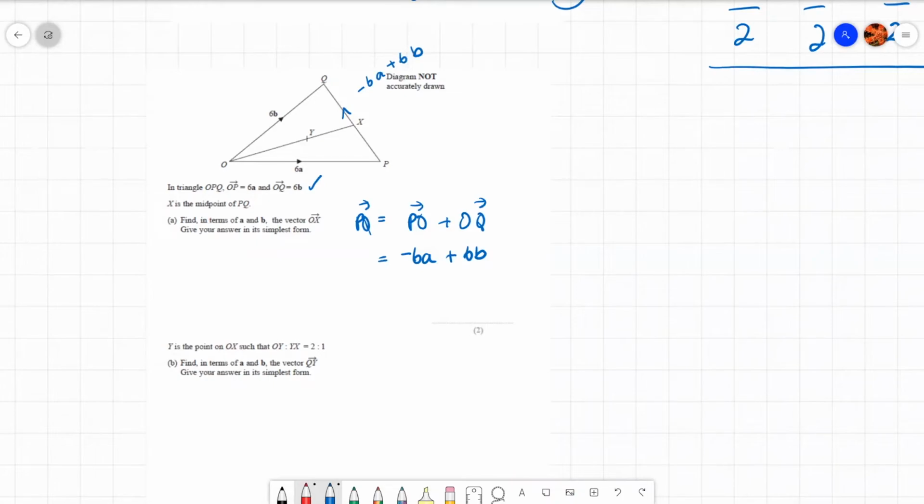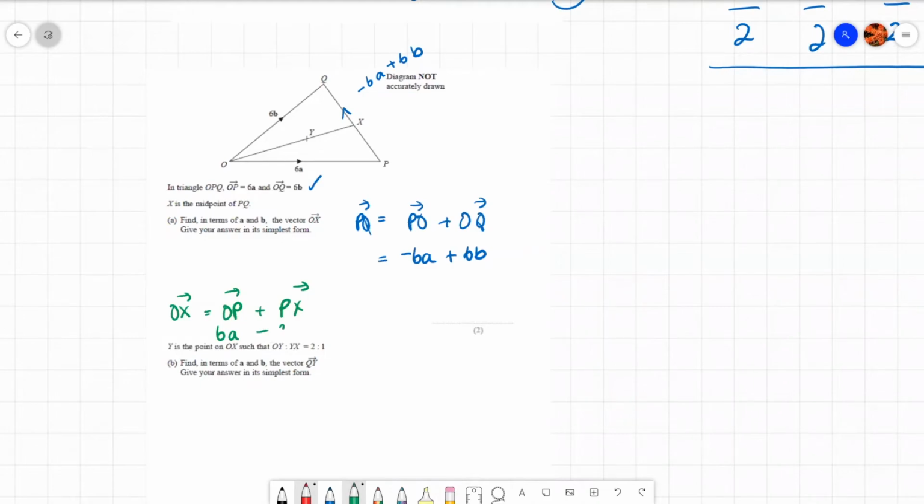Now, I want to know O to X. Okay, so for O to X, I'm going to write that in a different colour pen. I'm going to go O to Q. Or I could go the other way actually as well. Let's go the other way. Let's go O to P plus P to X. Okay, I know O to P is 6A. Well, I know P to Q is minus 6A plus 6B, and P to X is halfway because X is the midpoint. So I just need to half this here. So I'm just going to get rid of the plus here.